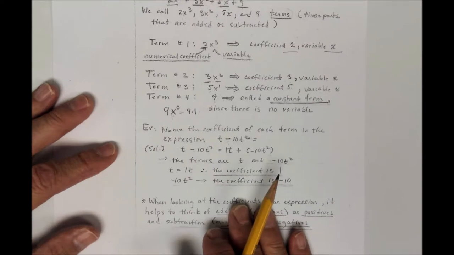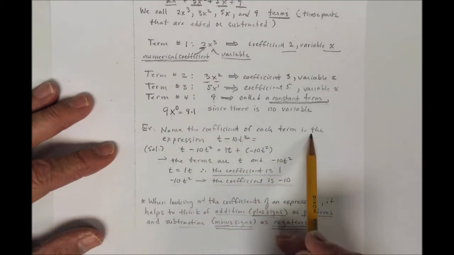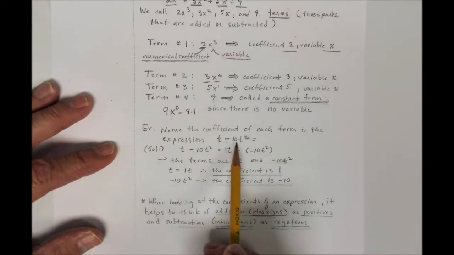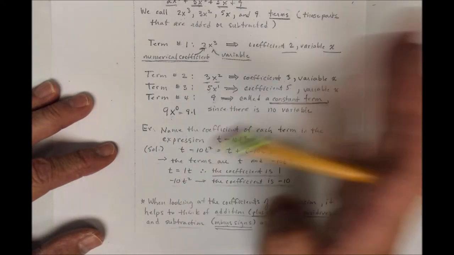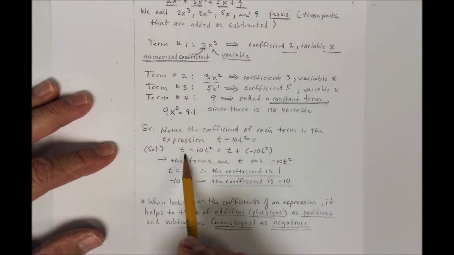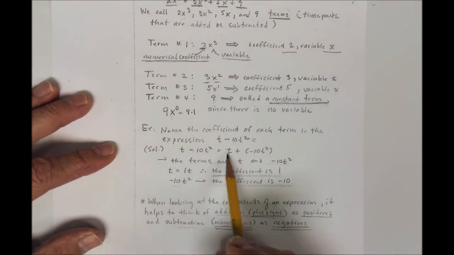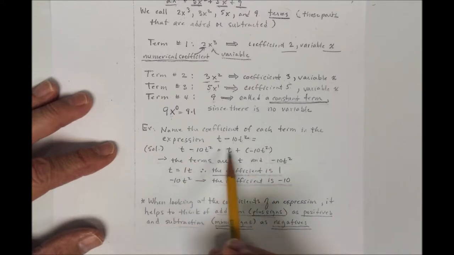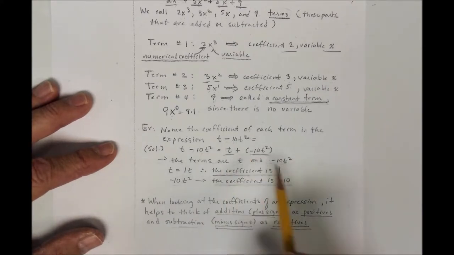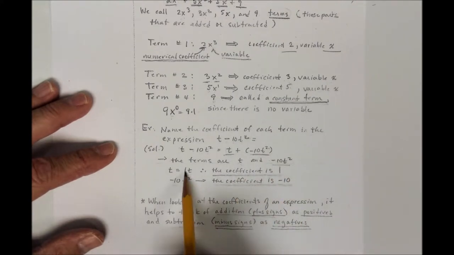Now, I want to name the coefficient of each term in the expression t minus 10t to the second power. The first thing that I'm going to do here is rewrite t minus 10t to the second power as t plus negative 10t to the second power. As I mentioned before, subtraction is the same as adding the opposite. So by thinking of it that way, I have a term here, t, and I have a term here, negative 10t to the second. So we'll start with t here, and I've stuck a little 1 in front there because 1 times t is t.